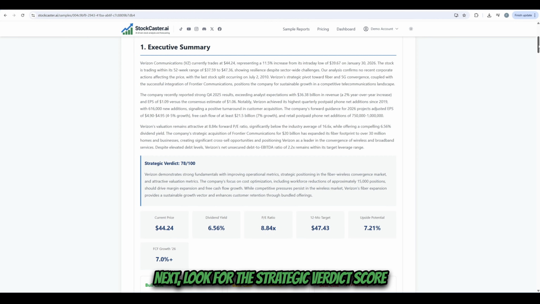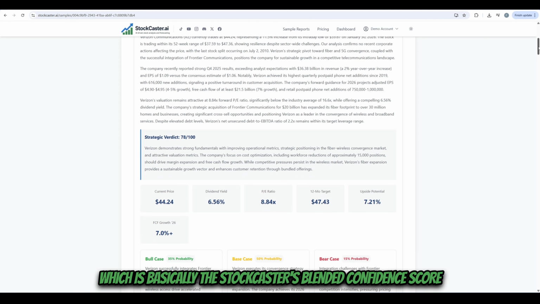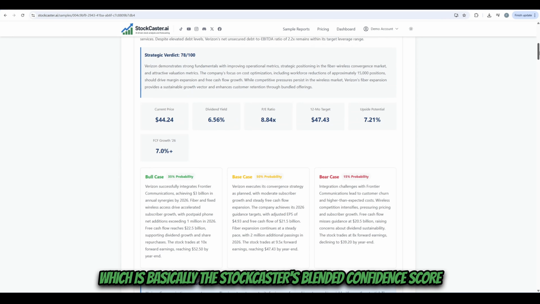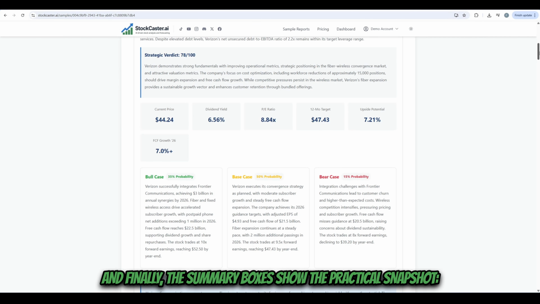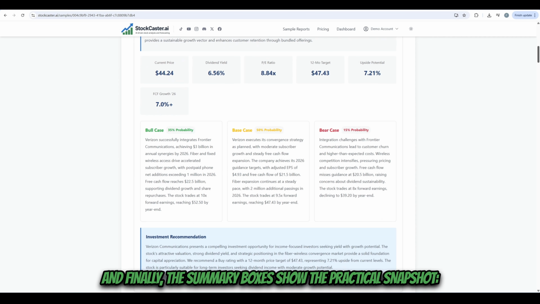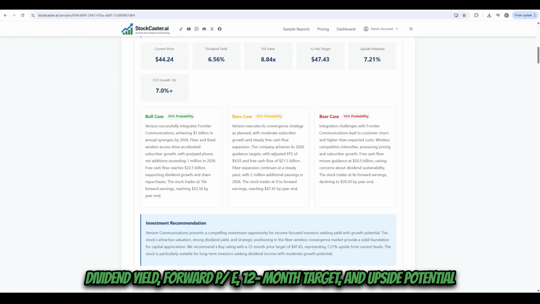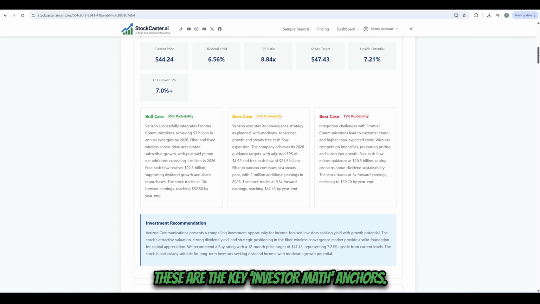Next, look for the strategic verdict score. Here it's 78 out of 100, which is basically the Stockcaster's blended confidence score across fundamentals, strategy, and risk. And finally, the summary boxes show the practical snapshot: dividend yield, forward PE, 12-month target, and upside potential. These are the key investor math anchors.